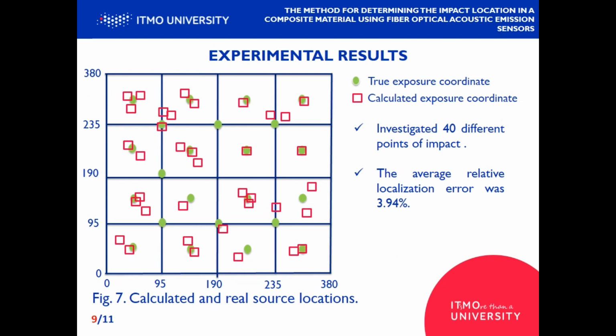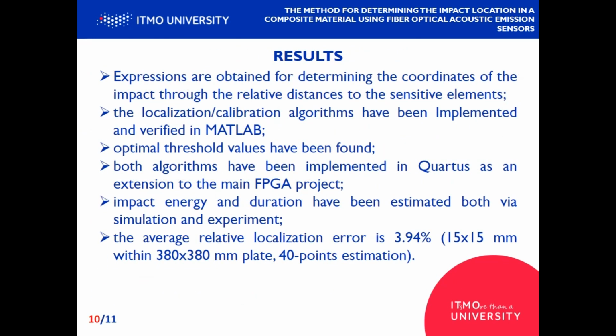In order to increase the input data repeatability, the acoustic source was the same for each test point. A total of 40 different points of impact were investigated. The real coordinates of the impact are shown in green in figure 7, and the calculated coordinates are shown in red. The average relative localization error in the developed experimental setup was 4%. You can see all the results of the work we have done on slide 10.